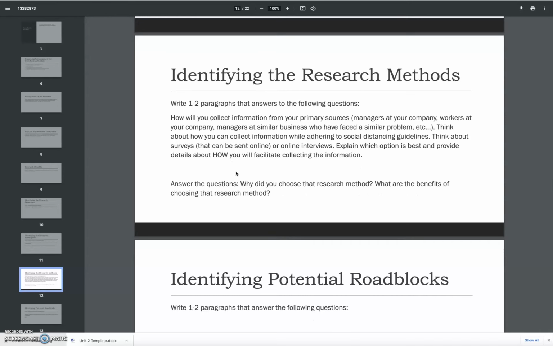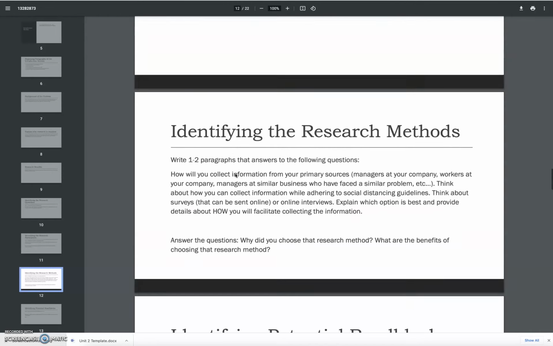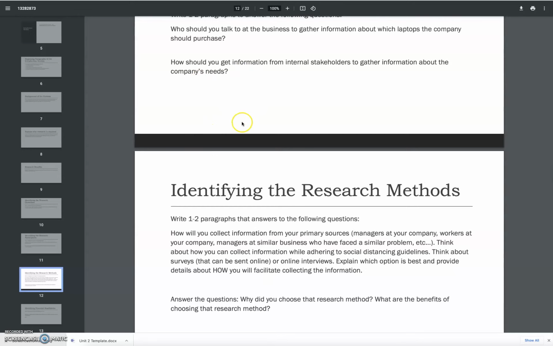Okay, so the next slide with identifying the research methods, this is related to what I just said. So you're going to write 1 to 2 paragraphs that answer these questions. How will you collect information from your primary sources? We just kind of talked about that.